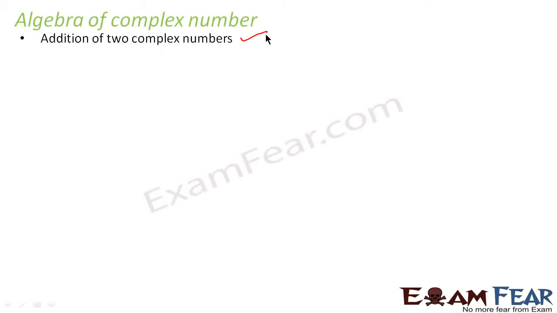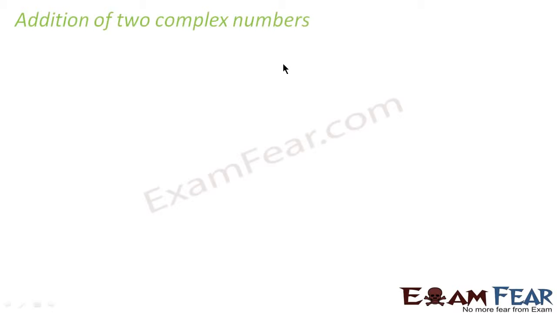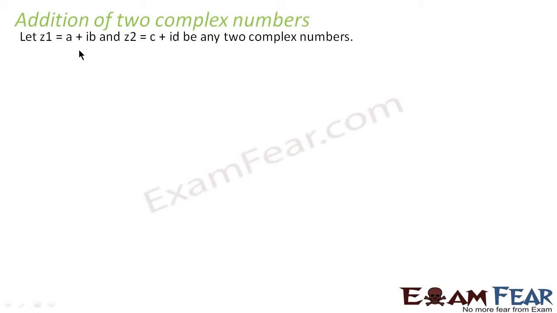Now let's discuss the algebra of complex numbers. Two complex numbers can be added, subtracted, multiplied and divided. We'll discuss all of this. Let's take the example of addition of two complex numbers. Suppose z1 is equal to a plus bi and z2 is equal to c plus di. Then z1 plus z2 is equal to a plus c plus i into b plus d.